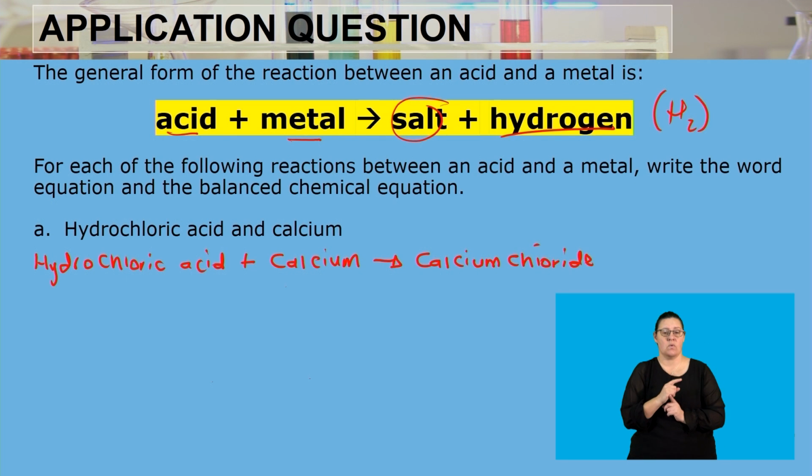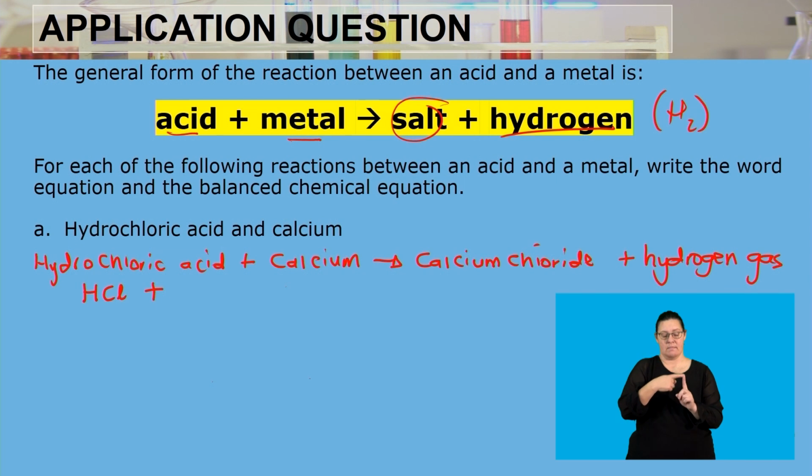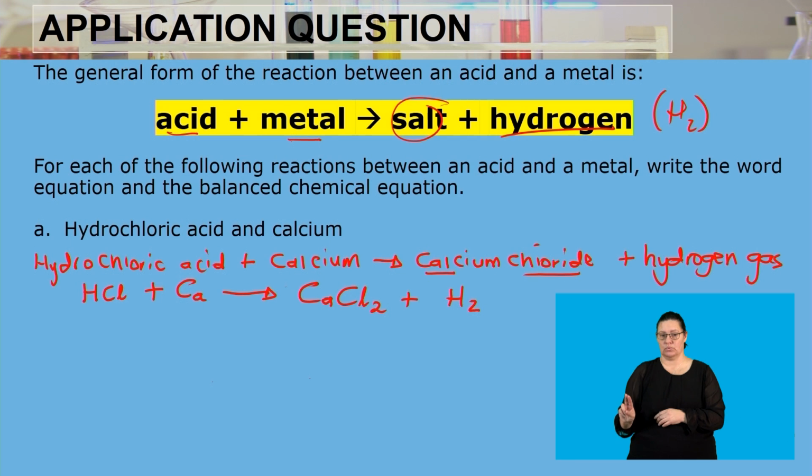Why? Because calcium is the metal, then the chloride coming from the hydrochloric acid, after the HCl has donated its hydrogen, the non-metal part being the chlorine, will chemically bond with the calcium to form calcium chloride, and obviously there's going to be hydrogen gas as the byproduct. Then the balanced chemical equation: hydrochloric acid has the chemical formula HCl, plus calcium Ca, then the product is going to be calcium chloride, which is CaCl2, plus H2.